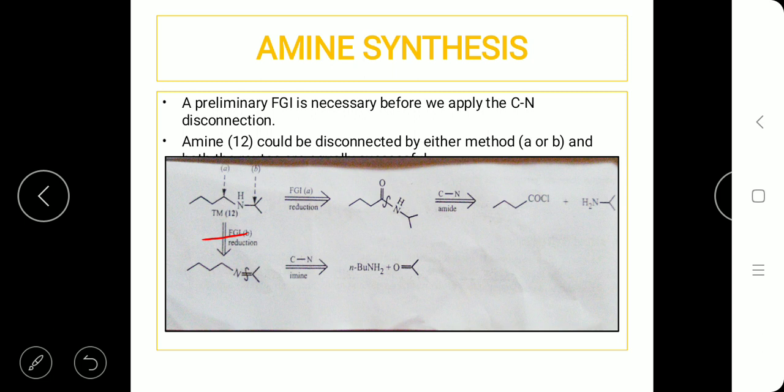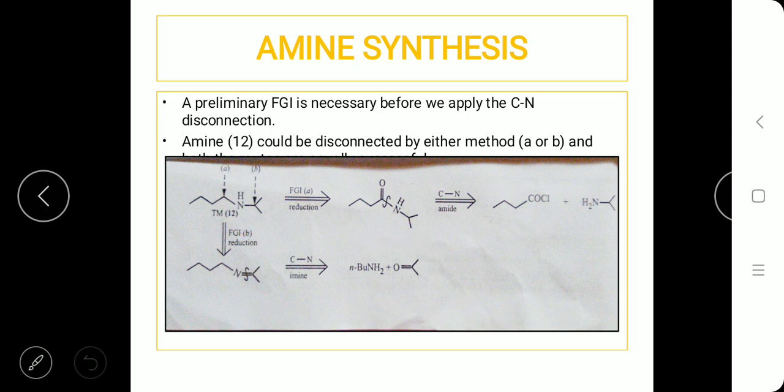When you are doing the functional group interconversion of B, then you are going to get the imine, and when you are doing the functional group interconversion of A, that is CH2NH, we are going to get CONH. So this is how we are going to reduce. That is, CONH on reduction is going to give CH2NH, and imine on reduction is going to give rise to CH2NH. So this is the meaning.